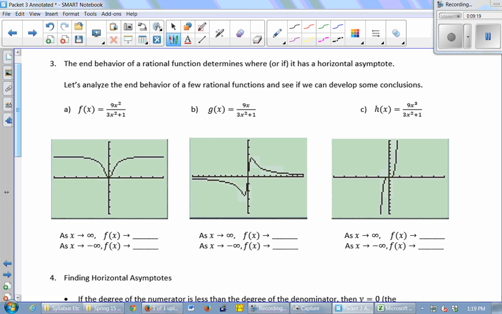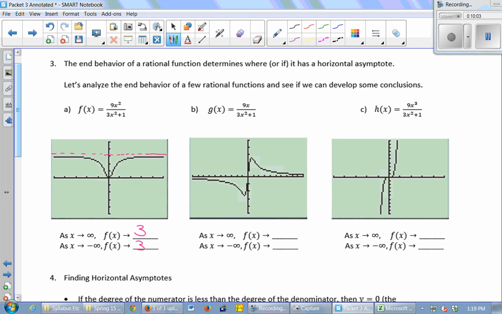I've got 9x squared over 3x squared plus 1, and I graphed a picture of it below. As x approaches infinity, what does f of x approach? 3. As the x values get really big, the y values are approaching this value of 3. And as x approaches negative infinity, as you go really far to the left, what are the y values of this graph doing? They're approaching 3 also. So we can see it graphically.